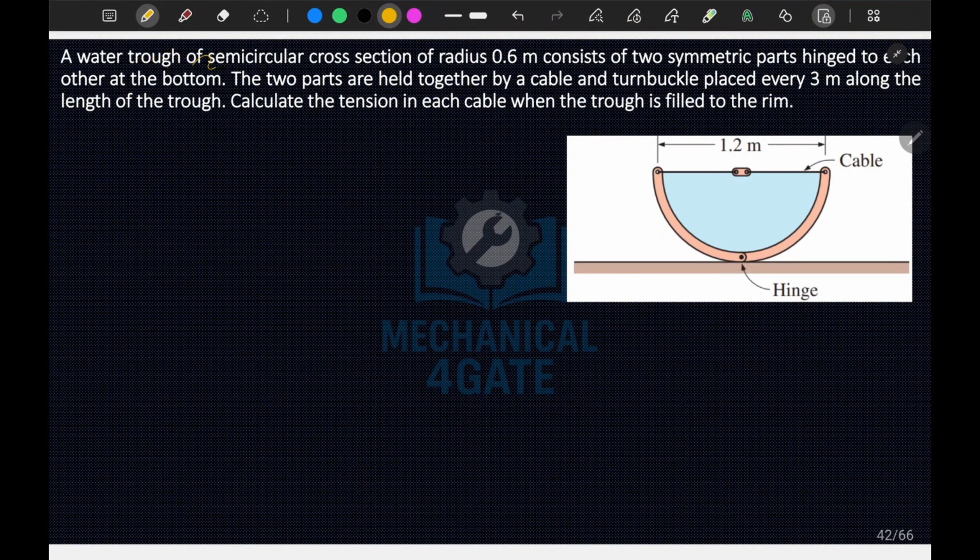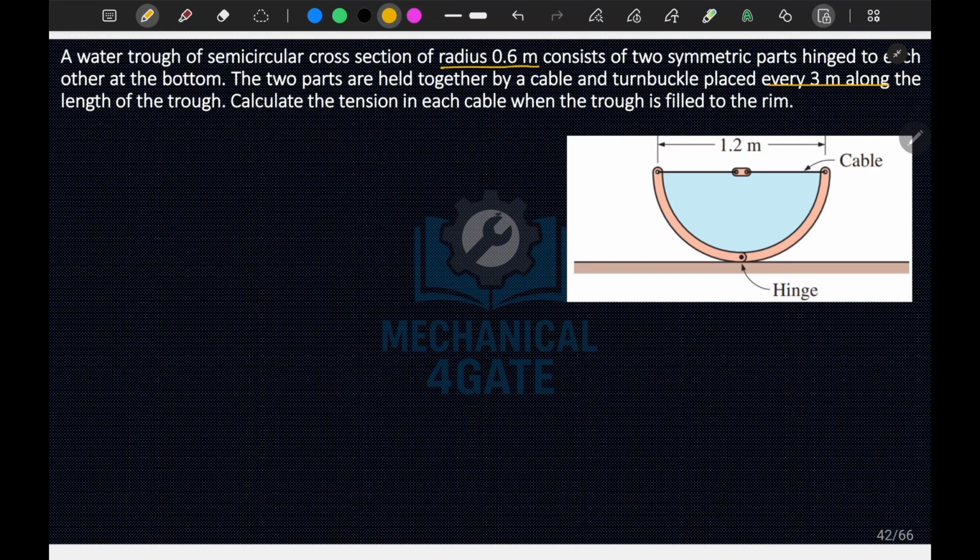Now we will move to our next question, that is this one. A water trough of a semicircular section of radius 0.6 meter consists of two symmetrical parts hinged to each other at the bottom. The two parts are held together by a cable, this is the cable, and turnbuckle placed every 3 meter along the length of the trough. Calculate the tension in each cable; every 3 meters, so we will consider the width to be 3 meter. Calculate the tension in each cable when the trough is filled to the brim.